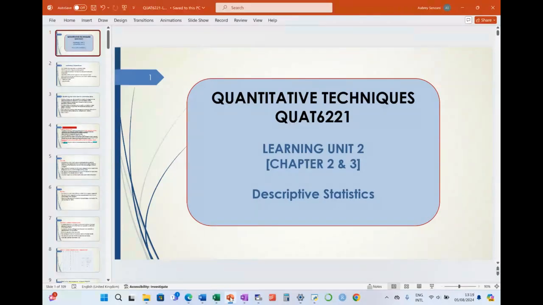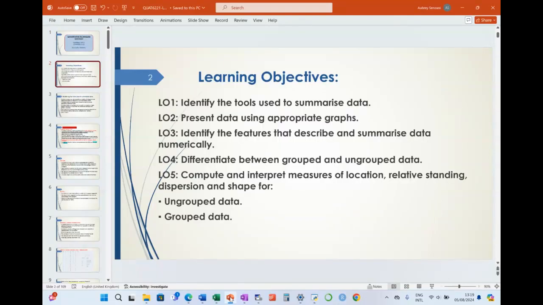So let's get into it. I'm going to have to do this manually today. Okay. So these are the key things that we must take out of this learning unit. We need to identify tools to summarize data. And we learned earlier on that data is just raw information, unprocessed. And then we need to present data using appropriate graphs.